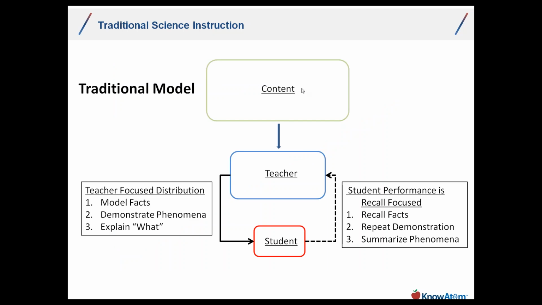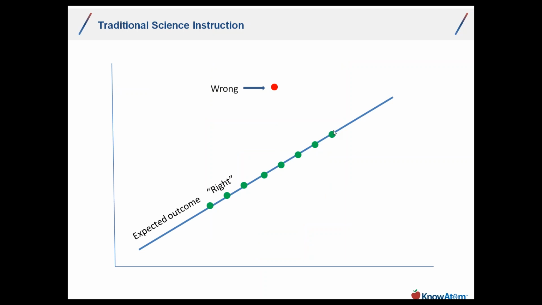That traditional model usually looks like content flowing through a sort of teacher or specialist who explains and demonstrates, and the students then recall, summarize, and repeat, right? So that makes sense. Recall, summarize, and repeat the right things I told you, you end up there. And if you don't, you're somewhere off of there, so you must be the wrong one. Try to figure out how to fix you.